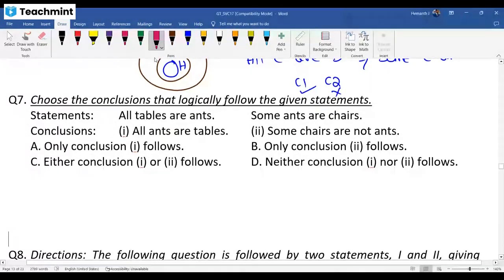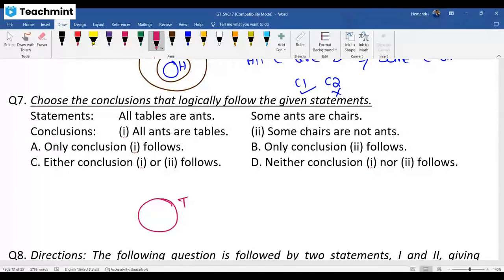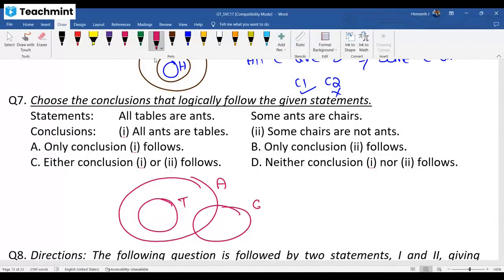Syllogism, please. All tables are ants. Some ants are cheats. Okay. Some people will draw like this. So all tables are ants. Some ants are cheats.